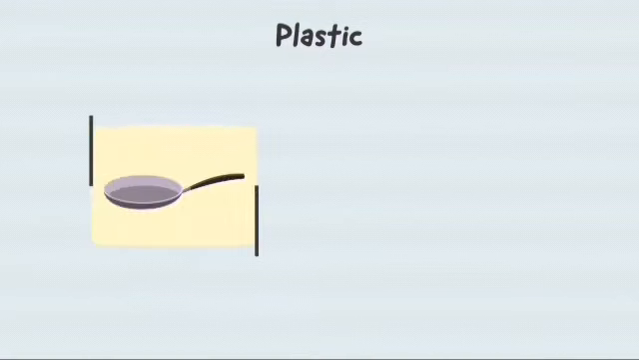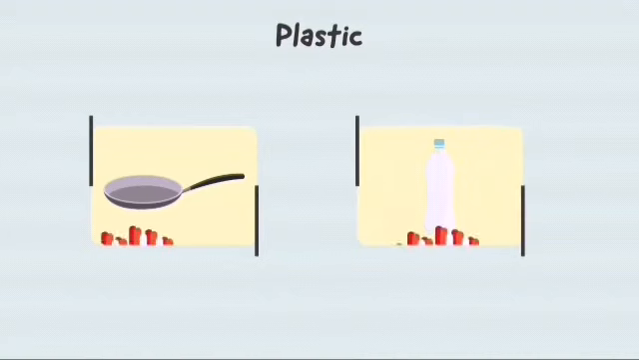Let's take two commonly used examples. One is the handle of a frying pan, while other is a simple bottle. What will happen when we heat the two? Yes, the bottle will melt with no time. But the handle will just heat up with no physical change.